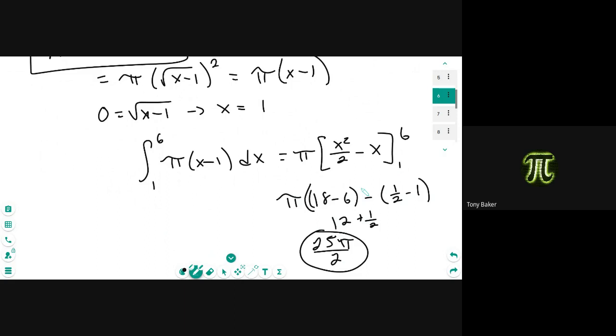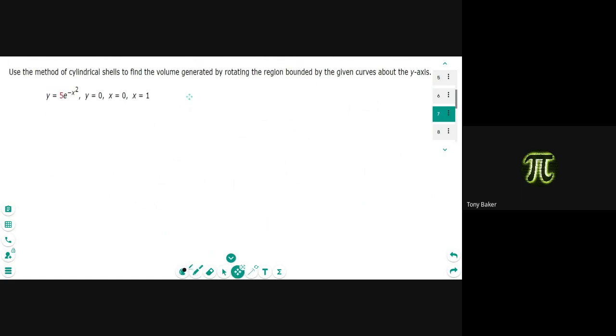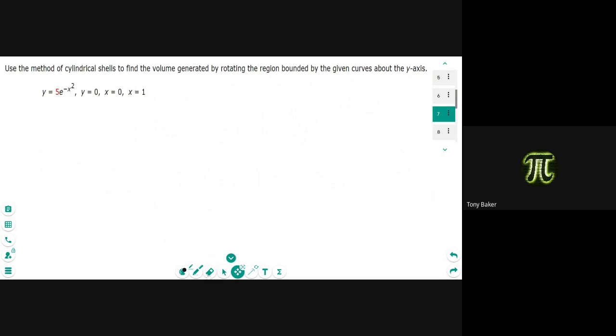Questions with the disk method? Next one is shell method. It's 9. Okay. Because we have y equals and it's about the y-axis. So this one's around the y-axis, and we have y equals. So this will be the disk or the shell method.